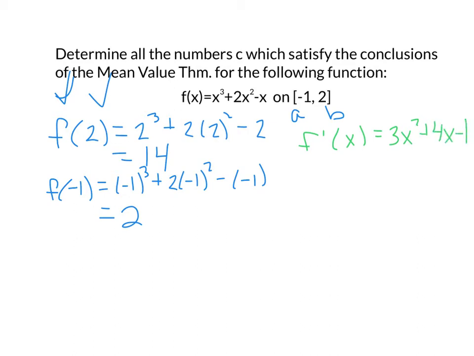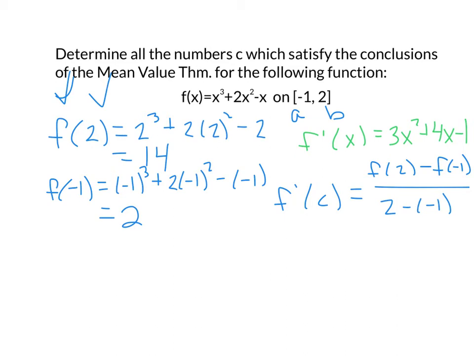So the mean value theorem tells me that somewhere I have f prime of c equal to f of b, so f of 2, minus f of negative 1, all over 2 minus negative 1. Plugging in what I know, I have f prime of c equals 14 minus 2 over 2 plus 1. So I have 12 over 3, which equals 4. So it's saying somewhere this derivative equals 4. So I'm going to plug that in.